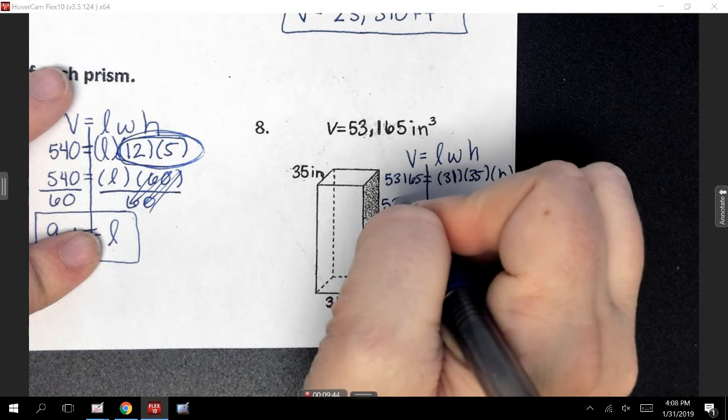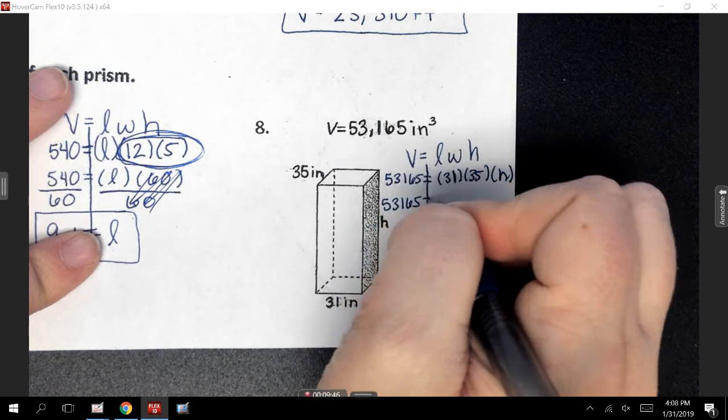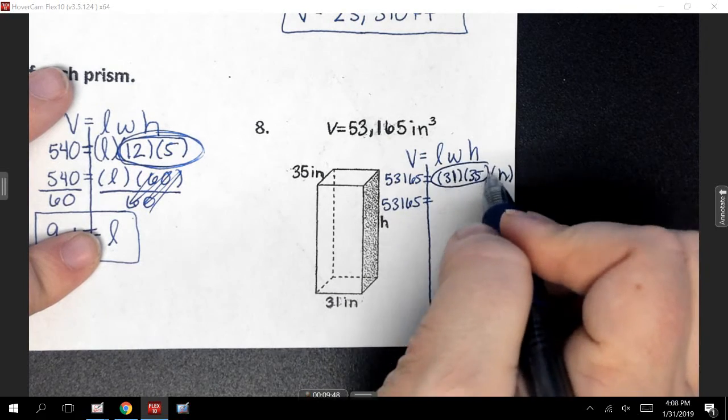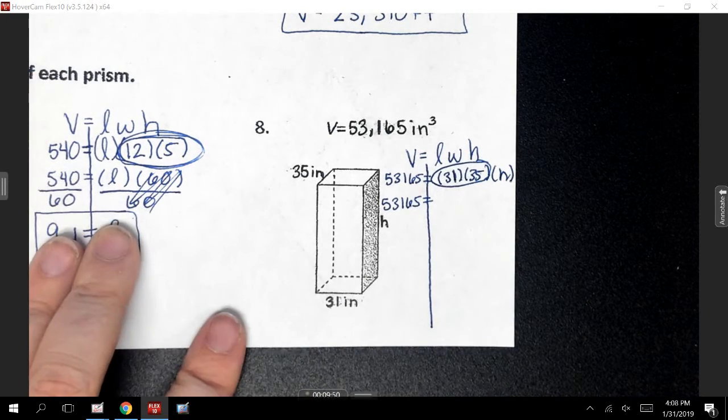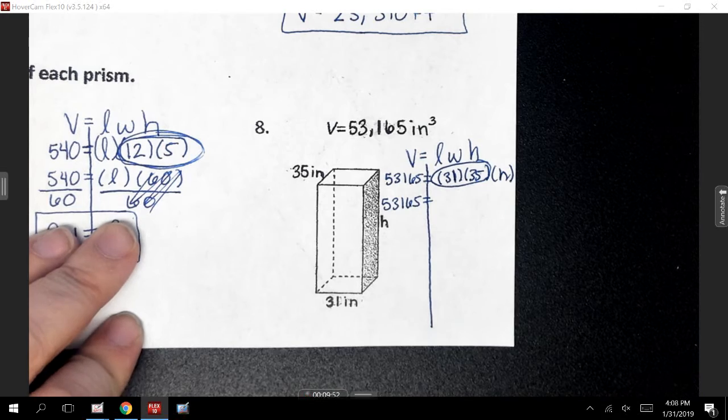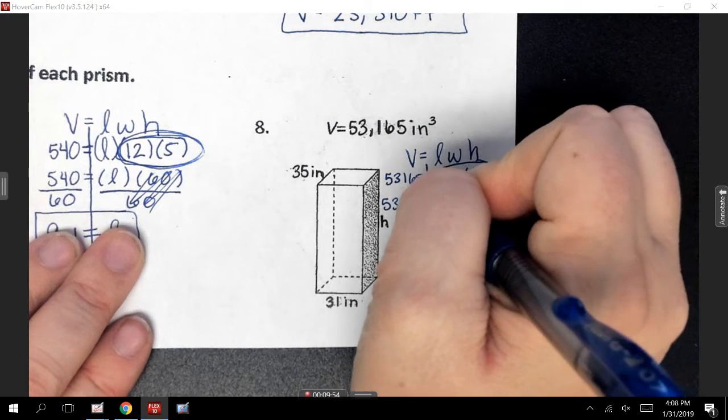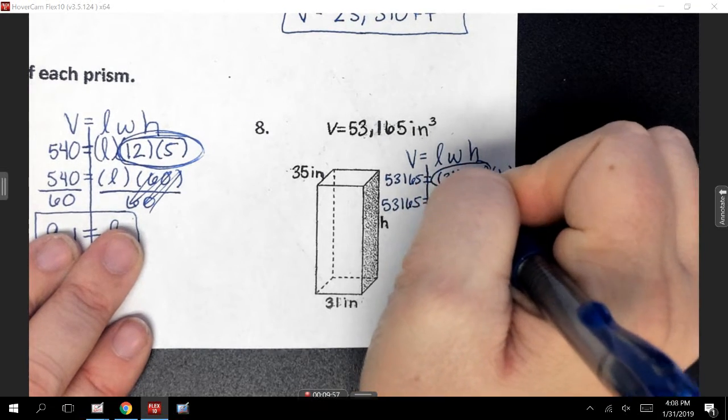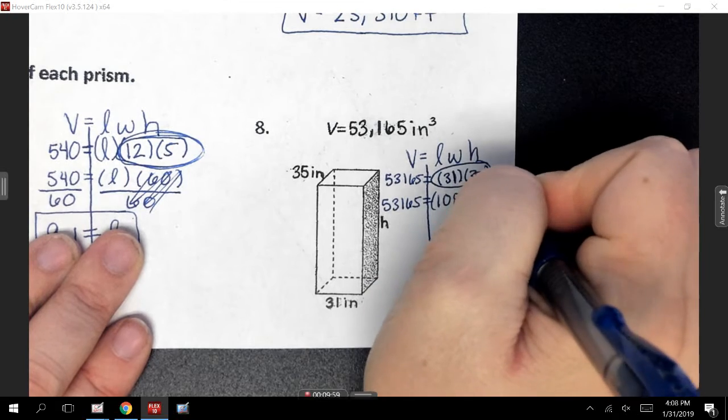All right, so that gives me 53,165. That's not changing. This 31 and 35 that's together, we're going to multiply those. When I multiply those, I get 1,085. And then we still have our H.